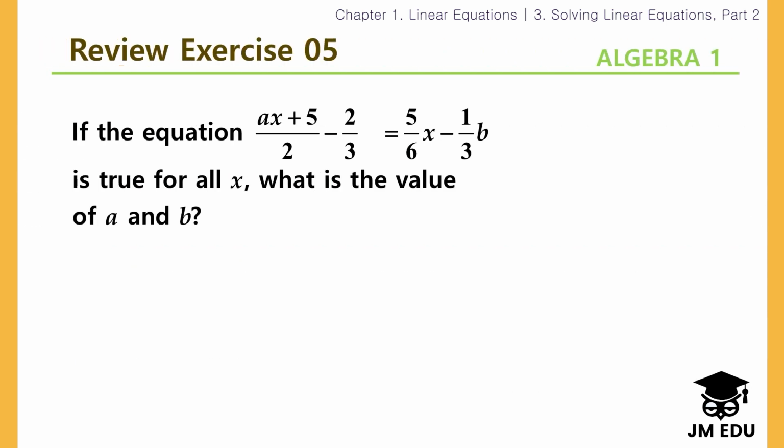Number 5. If this equation is true for all x, what is the value of a and b? Okay, if this equation is true for all x, that means this equation has infinitely many solutions, right? If this equation has infinitely many solutions, then the expression on the left and the expression on the right must be the same, right? Okay, let's simplify this. So we have denominators, right? The expression in fraction form.